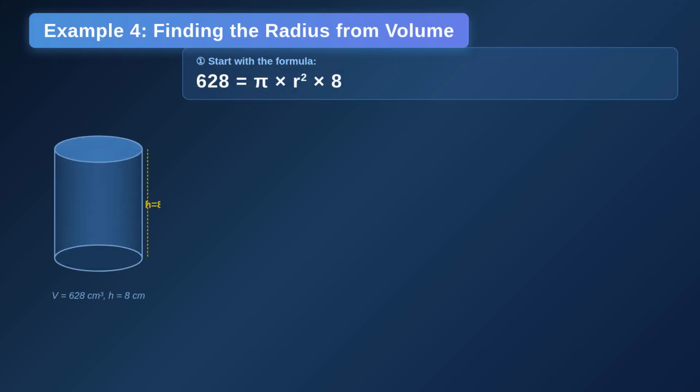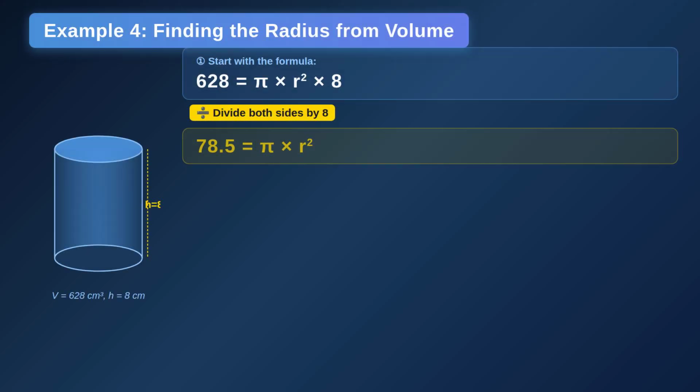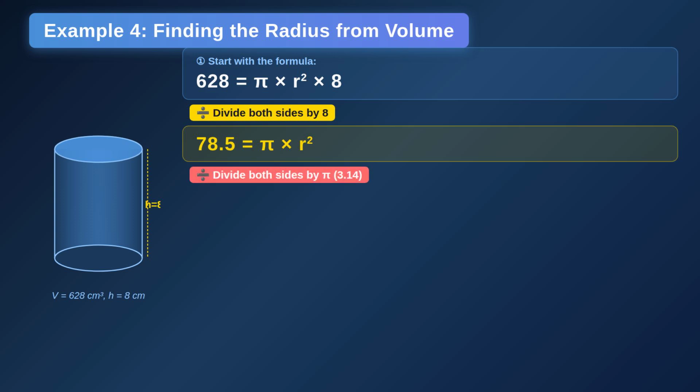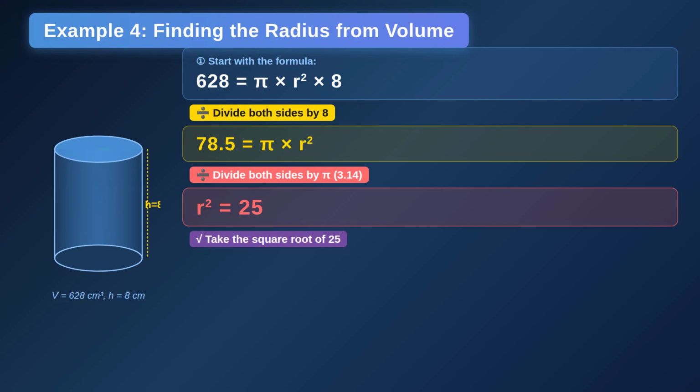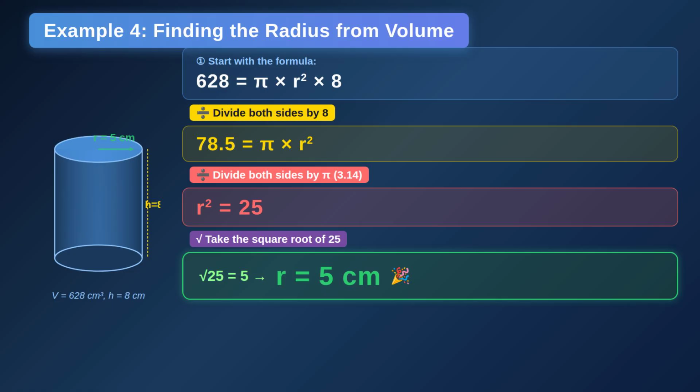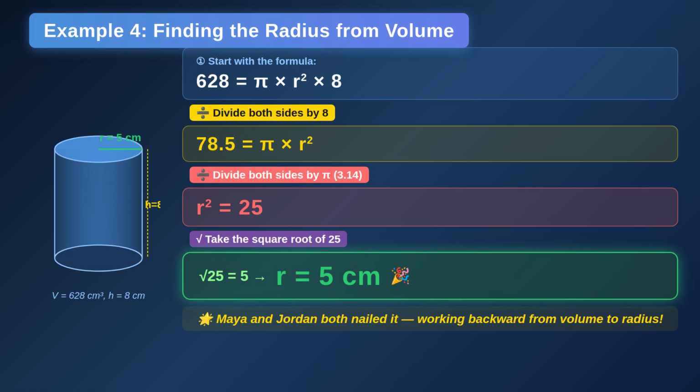Now let's work backward. This is where math gets really cool. Maya's friend Jordan has a cylinder with a volume of 628 cubic centimeters and a height of 8 centimeters. What's the radius? Start with 628 equals pi times r² times 8. Divide both sides by 8. That gives 78.5 equals pi times r squared. Now divide by pi, which is 3.14. R squared equals 25. Finally, take the square root of 25, and r equals 5 centimeters. Working backward from volume to radius, Maya and Jordan both nailed it.